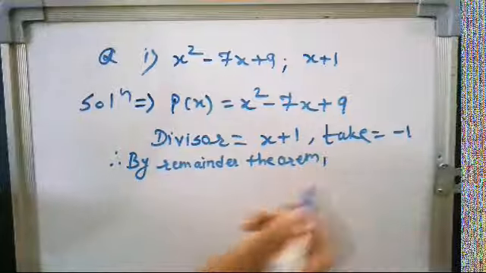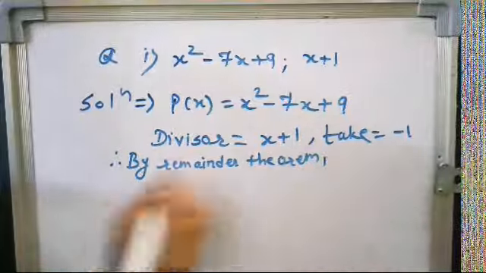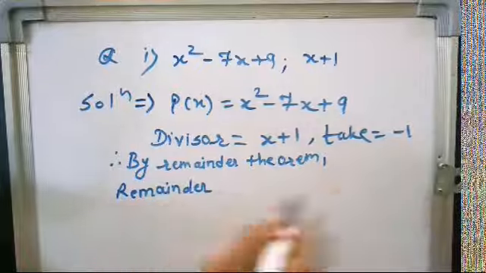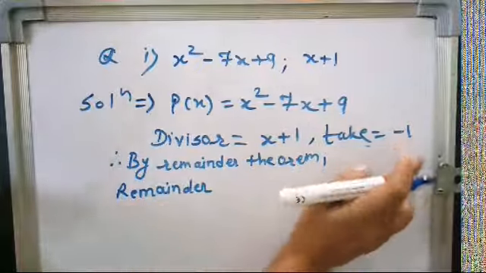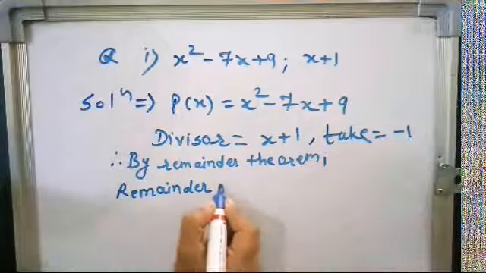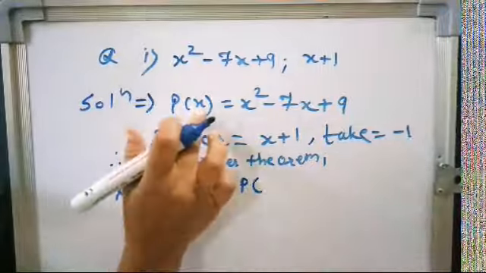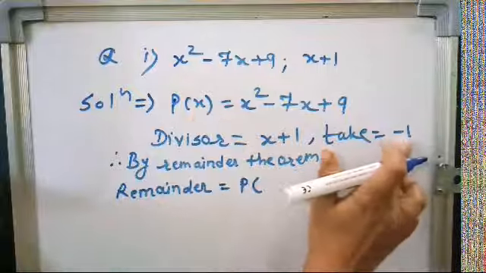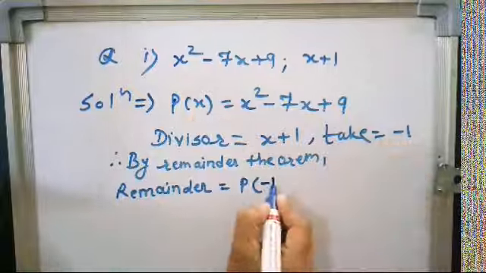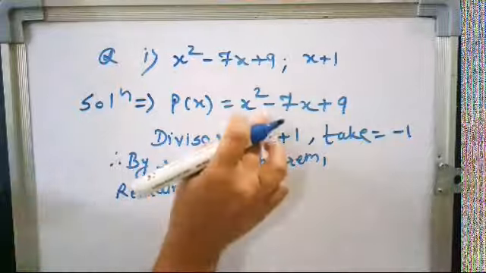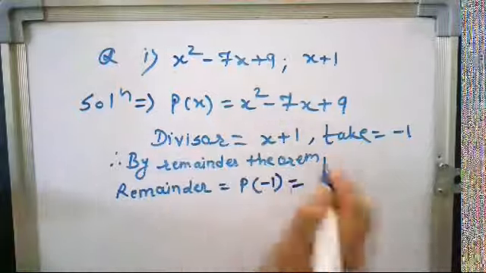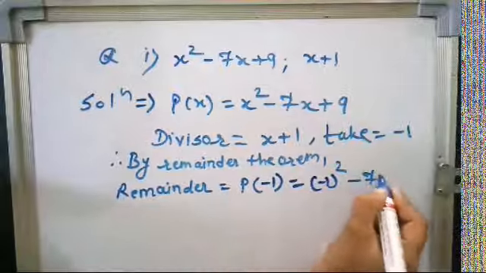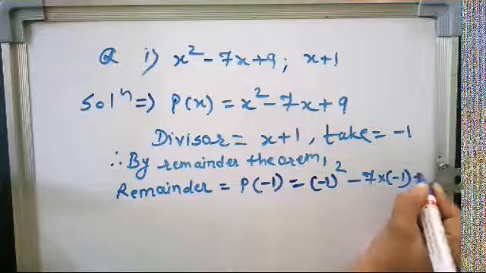by remainder theorem what can you write? The remainder here will come. After substituting this value you will get the remainder, right? It is p of, instead of x everywhere what you have to substitute? You have to substitute minus 1, right? p of minus 1 is equal to, instead of x, minus 1 square minus 7 multiplied by minus 1 plus 9.